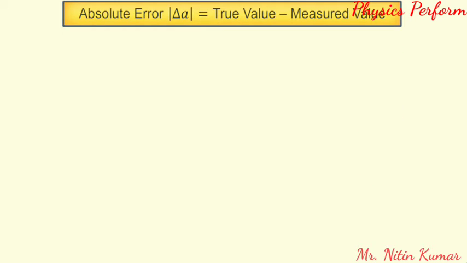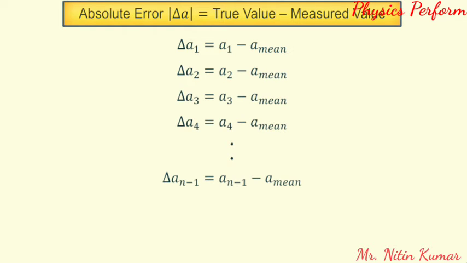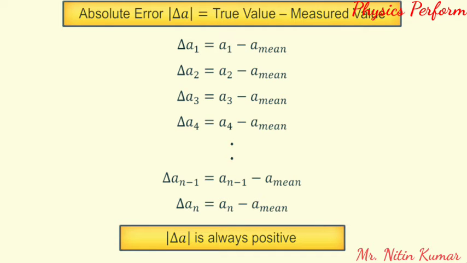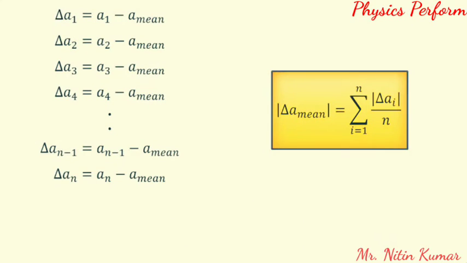Since an arithmetic mean is considered the true value, delta A1 is equal to A1 minus A mean. Delta A2 is equal to A2 minus A mean, and so on till delta An is equal to An minus A mean. Individual error delta A may be positive or negative. However, absolute error mod delta A is always positive. Mean absolute error is the arithmetic mean of absolute errors of all measurements.